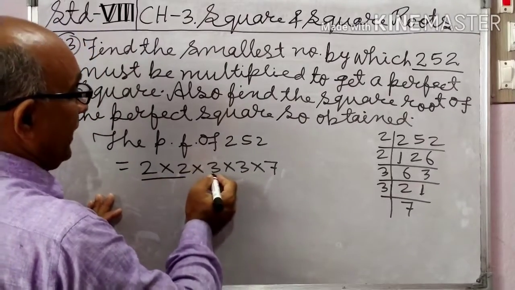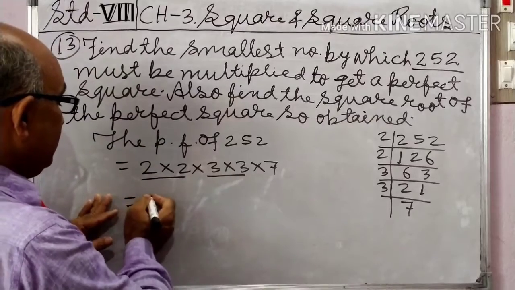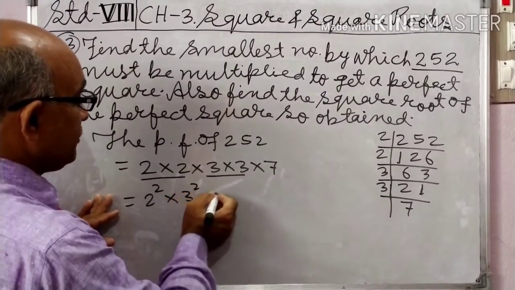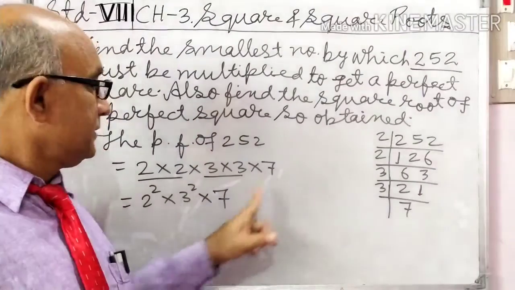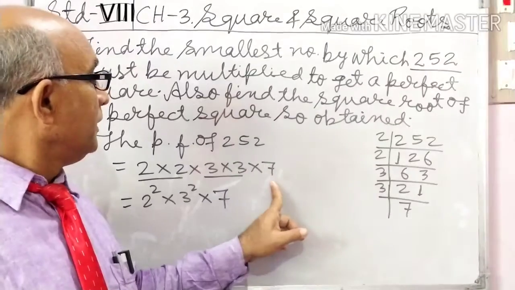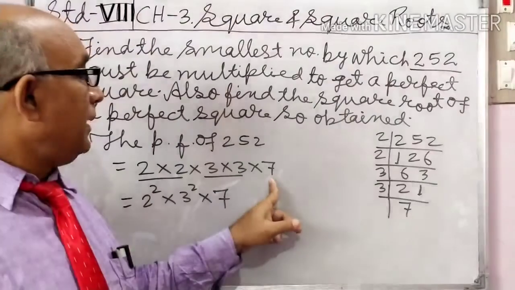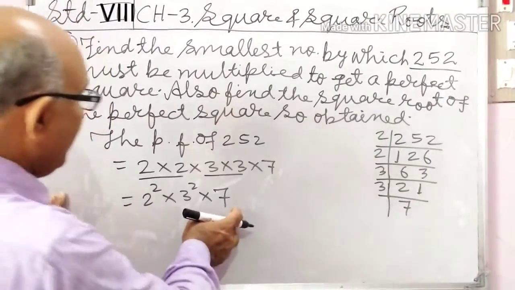2 into 2 in pair, 3 into 3 in pair. Write again: 2 square, 3 square, 7. 7 is not in pair. To make 7 in pair, multiply by once again 7. So the required number is 7.